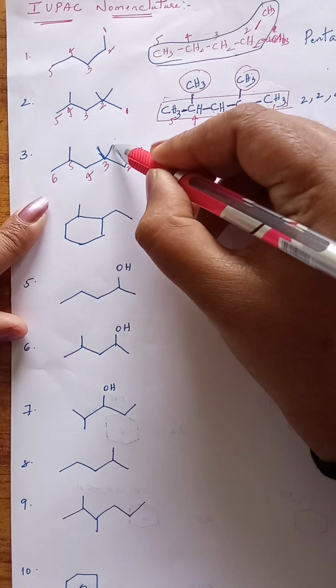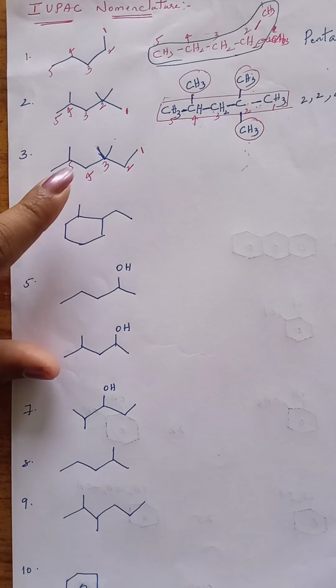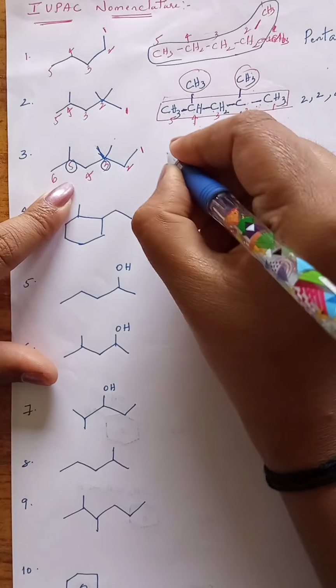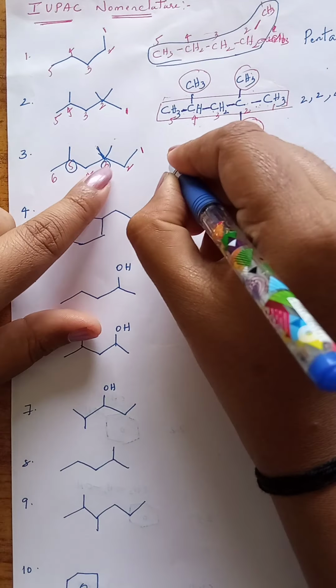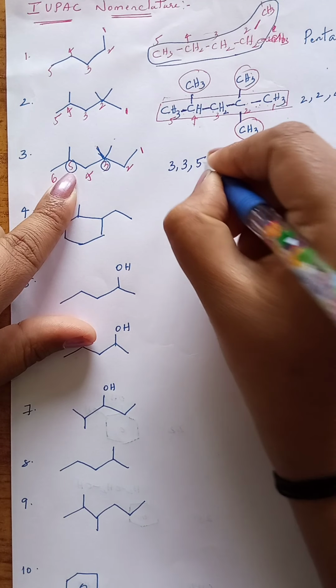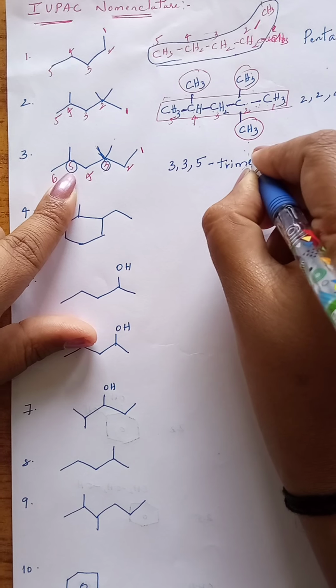Now here a methyl group, here a methyl group, here a methyl group is present. All the 3 are methyl groups only. First write the locants, 3 and 5. On the third carbon 2 methyl groups are present, 3, 3. And on the fifth carbon 1 methyl group, 3, 3, 5 trimethyl.